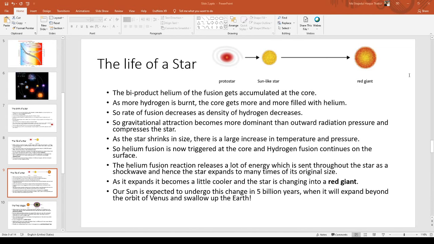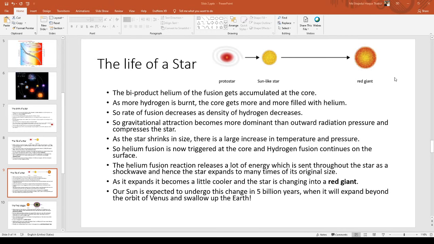What is a shockwave? Just a very large amount of energy released and a huge amount of radiation pressure force in a very short time. Like when the main sequence star, the stable star, is turning into a red giant, there's a huge, sudden expansion. That's a shock wave.